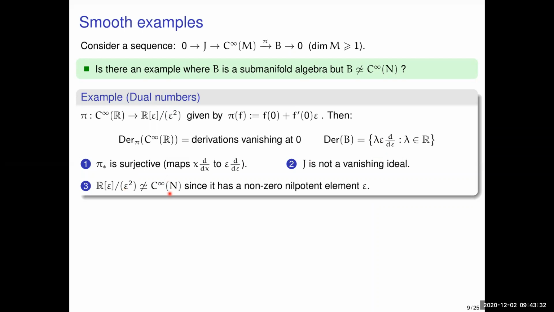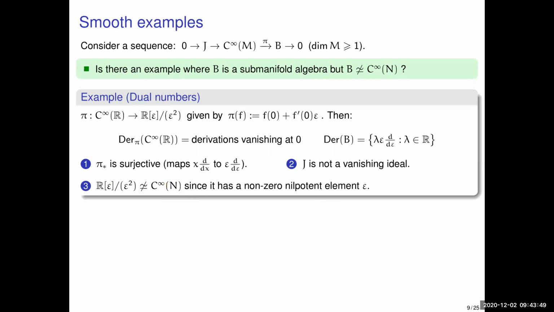And this you can prove by a simple argument, because you have a non-zero nilpotent element, which could not be possible if it were some algebra of smooth functions, or of functions on a set. Okay, so this is the first counterexample.